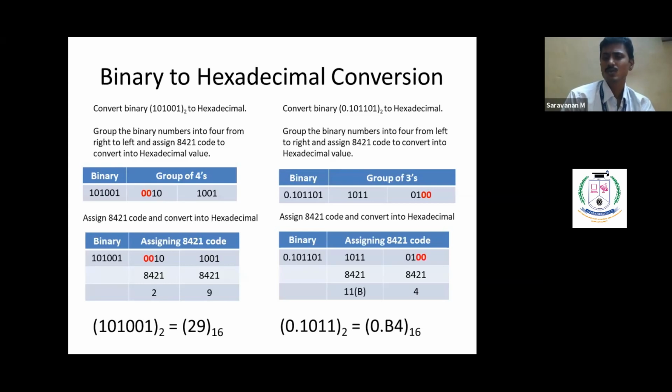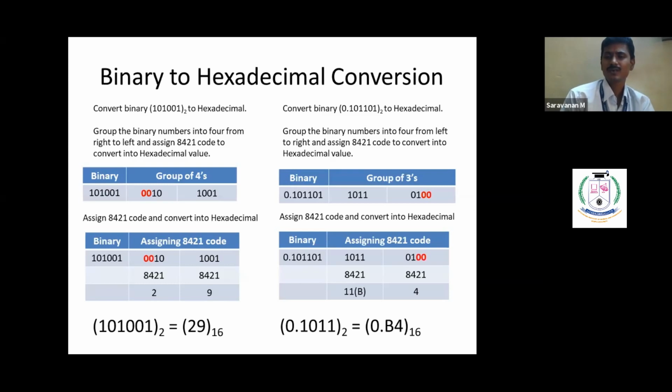So 8 plus 2 plus 1 is 11. But 11 should not be written like this. We have to convert it into the corresponding hexadecimal. Recall that 10 will be represented as A, and 11 is going to be represented as B. So 11 will be called B here, which was given in the form of a bracket.